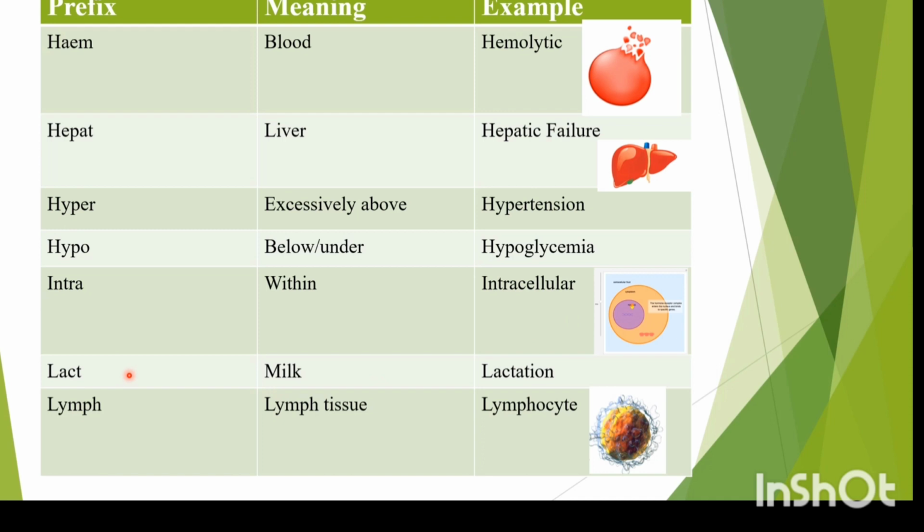Next one is lact. Lact means milk. Example, lactation. Lactation means the process of milk production. Next one is lymph. Example, lymph tissue, lymphocyte. So here see, this is a lymphocyte.